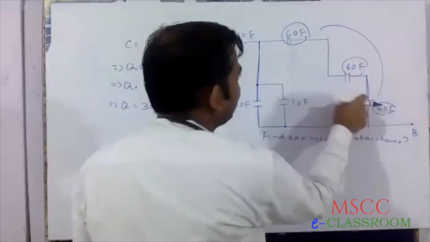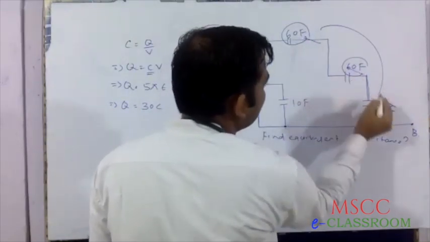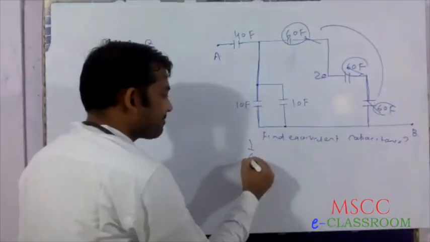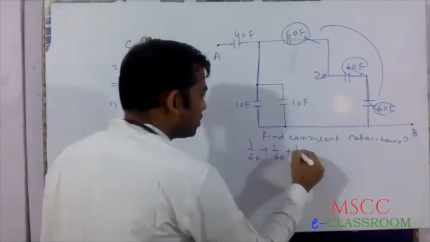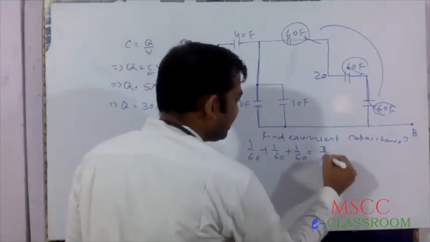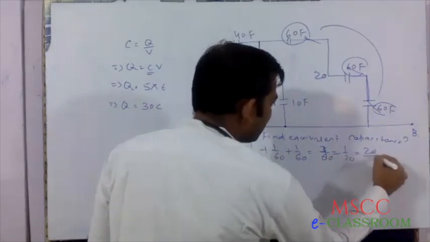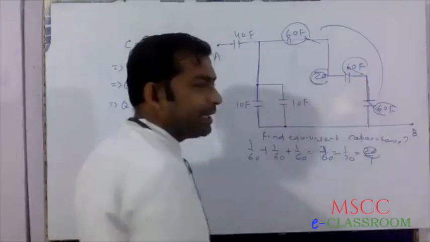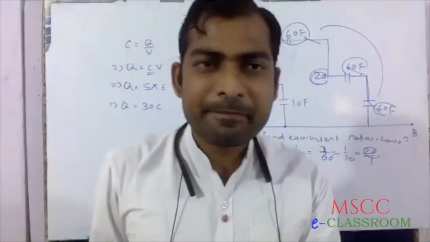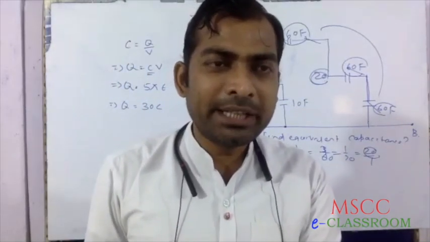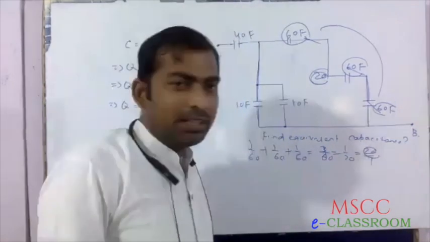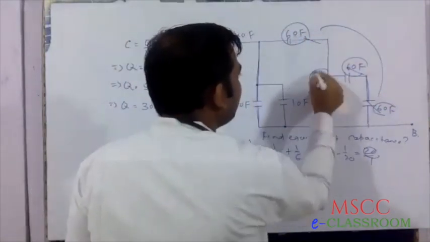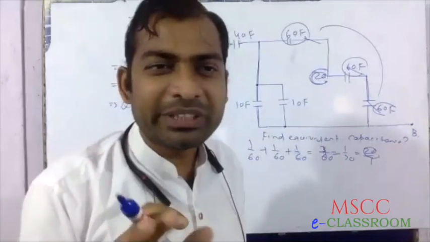Therefore, the equivalent capacitance of these three is 1 by 60 plus 1 by 60 plus 1 by 60, that is 3 by 60, which is 1 by 20, so the answer is 20. These three equivalent capacitance is 20. Just a hint. I just hint you, you complete it in your homework, in your assignment copy. These three are in series, therefore their equivalent capacitance is 20.